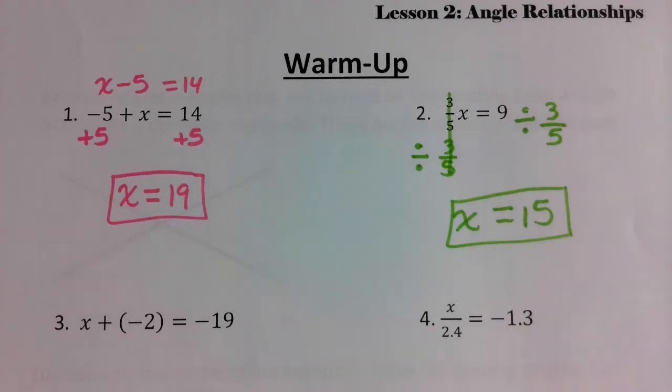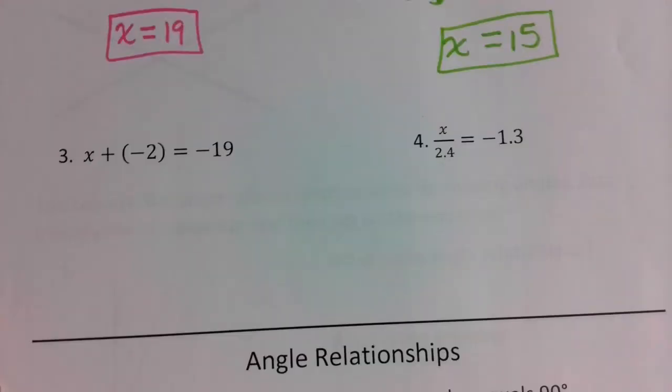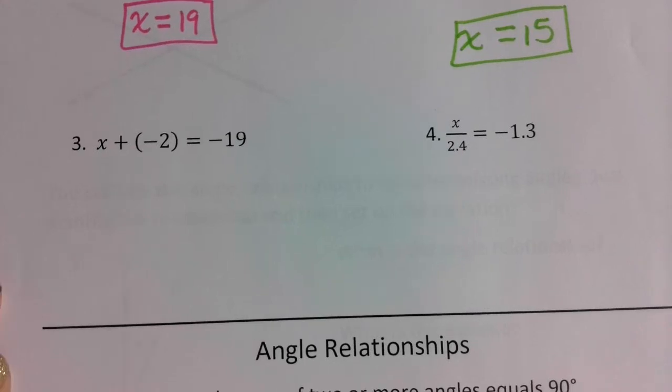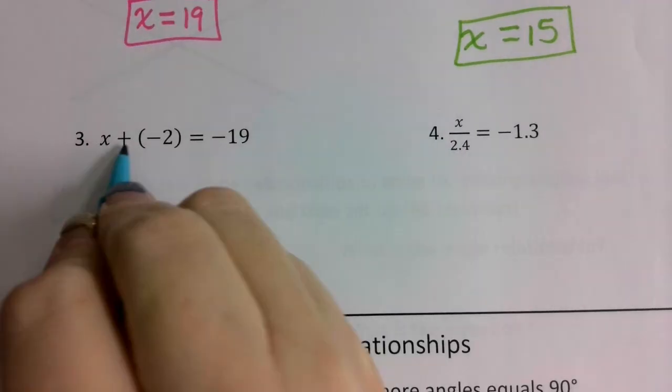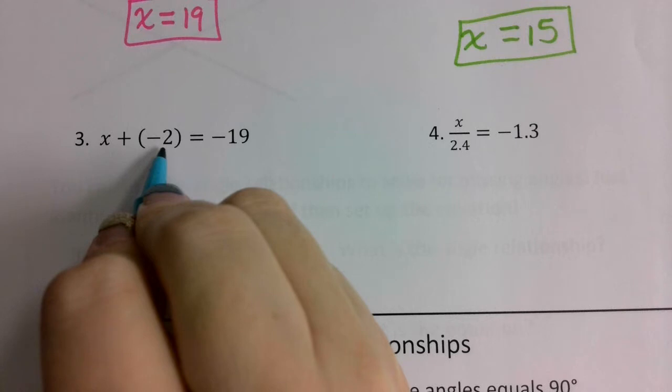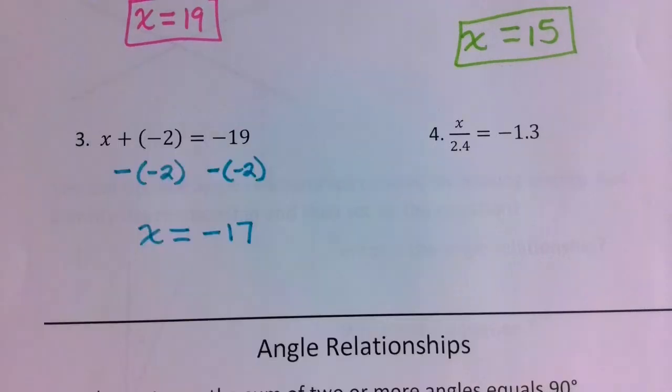Okay, for problem number 3, you have x plus -2 is equal to -19. So instead of adding a -2, we're going to subtract a -2. That's going to give us x is equal to a -17. So you should have gotten x is equal to -17 for problem number 3.